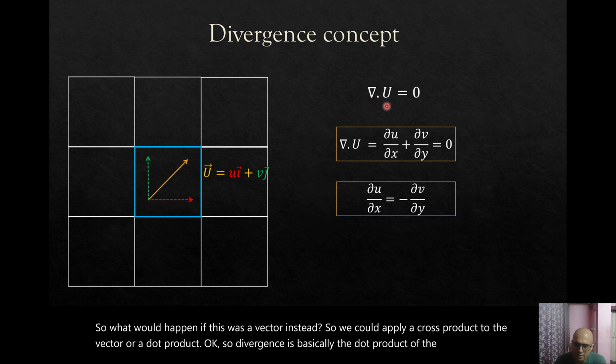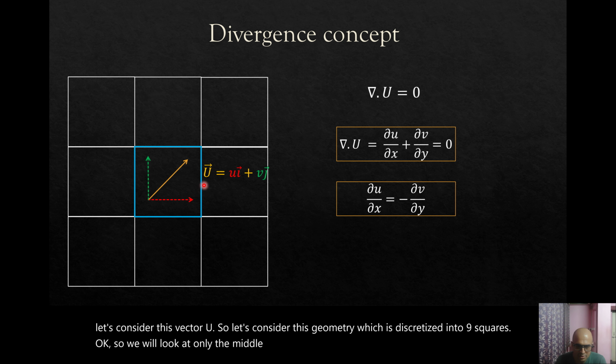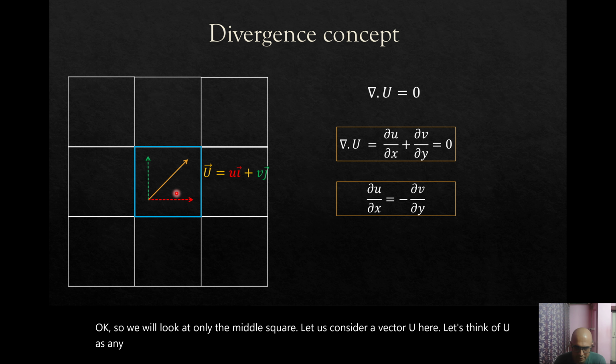Let's consider this vector u. Let's consider this geometry, which is discretized into 9 squares. We'll look at only the middle square. Let's consider a vector u here. Let's think of u as any vector. It could be a velocity.